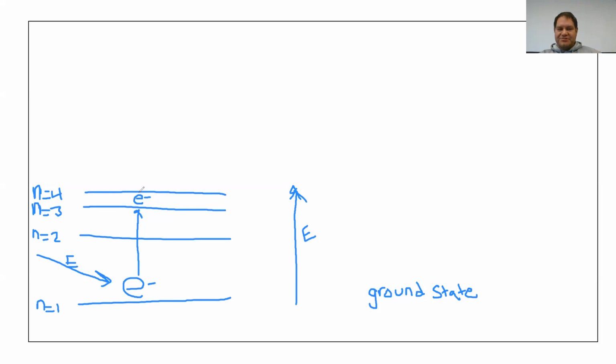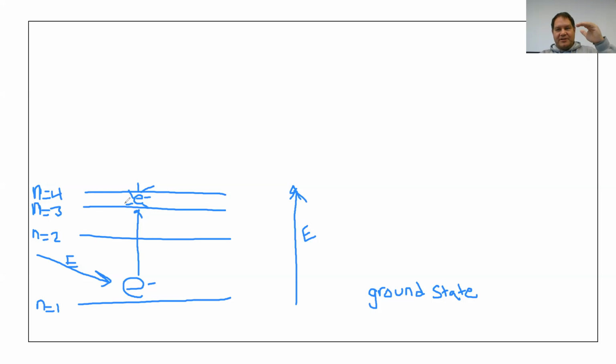Now, when an electron is in a state or an energy level that's higher than the ground state, that electron is known to be excited. And that's why I put those lines out there to show that this is an excited electron. You probably should write that down. This is an excited electron. Now, excited electrons do not want to stay in a high energy state for very long.